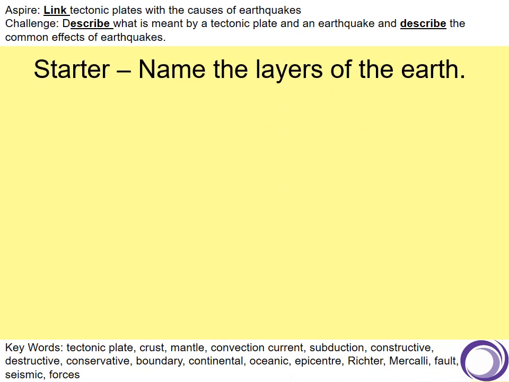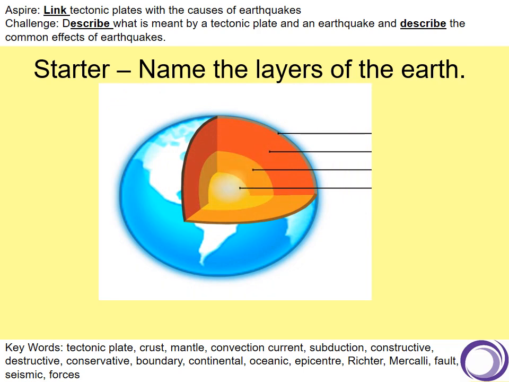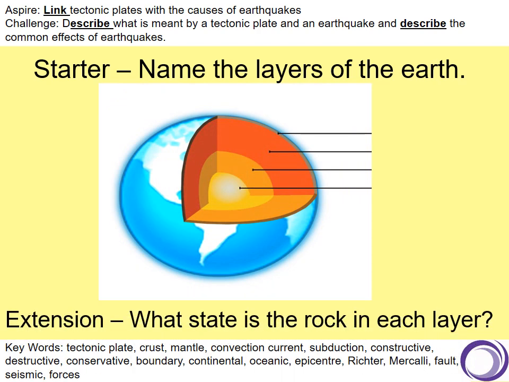Okay, so now we've started, just to get your brains working, I want you to think back to some previous lessons and name the layers of the Earth. A little bit of a clue, there are of course 4 layers that you need to be able to name, and for those of you who need an extension, could you tell me what state the rock is in each layer of the Earth?